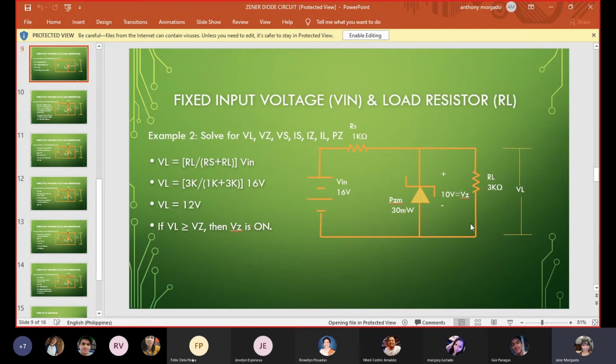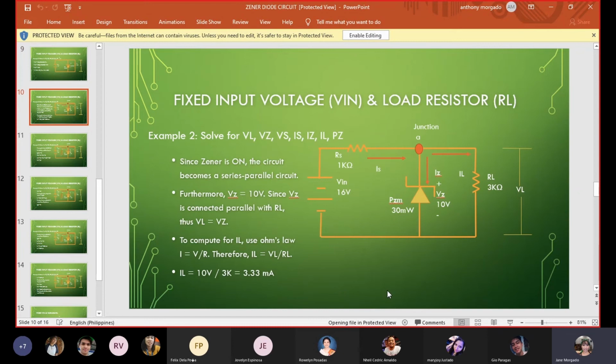Okay. So here, we are sure that the Zener diode is on. So with 10 volts. So therefore, since the Zener is connected in parallel with RL, we can be sure that VL is also equal to VZ. So mag-equal na sila, because they're connected in parallel. Okay? So since Zener is on, the circuit becomes a series parallel circuit. Kasi with RL and Zener connected in parallel, and the combination of Zener and RL in series with RS. Kaya siya series parallel circuit.